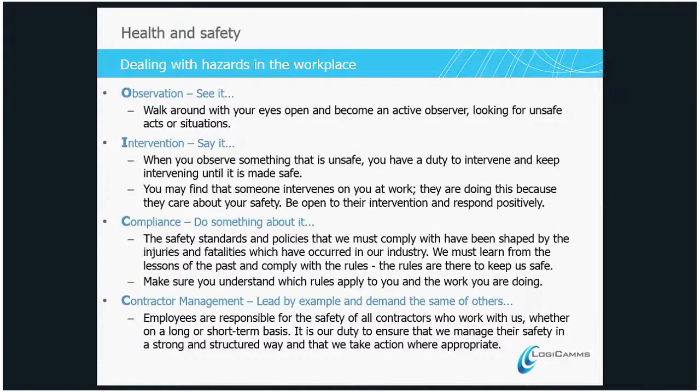Dealing with hazards in the workplace. It starts with observation. If you see it, walk around with your eyes open, become an active observer, look for unsafe acts or situations. Intervention, or saying it. When you see something that's unsafe, you have a duty to intervene and keep intervening until it is made safe. You might find that someone intervenes on you at work. They're doing that because they care about your safety. Be open to their intervention and respond positively.